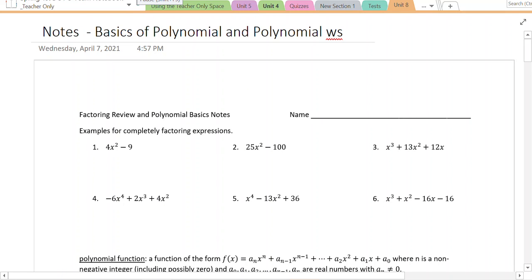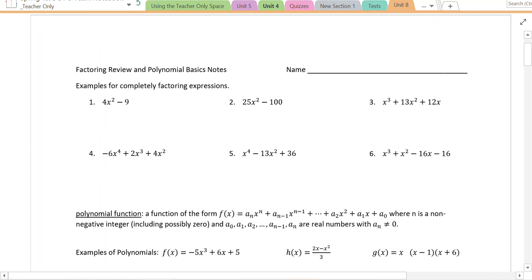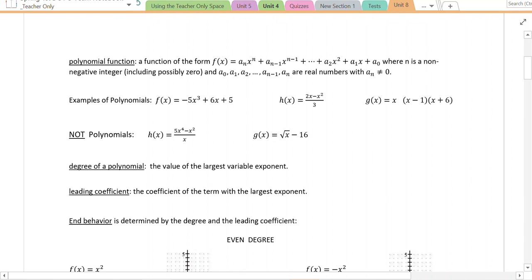Okay, now we're going to start the next unit, which is polynomials. We were going to do some factoring, but we're going to say factoring for tomorrow. We'll do factoring on Friday, which makes perfect sense. Factoring on Friday. In any case, we're going to get into polynomials.